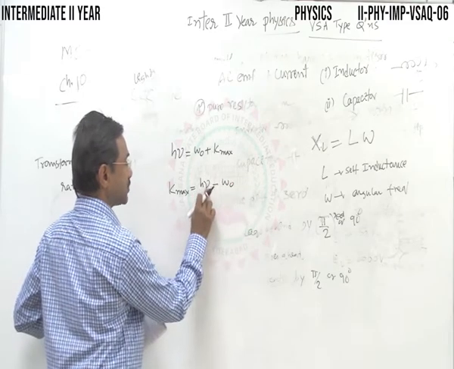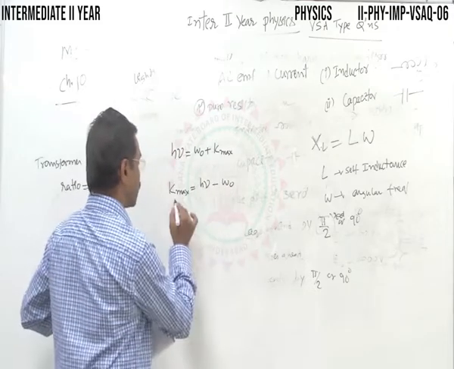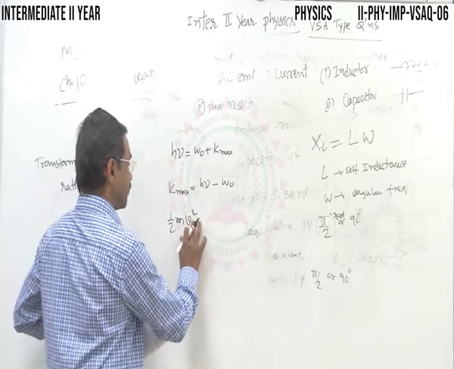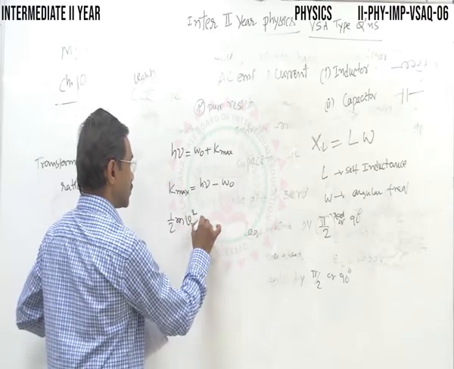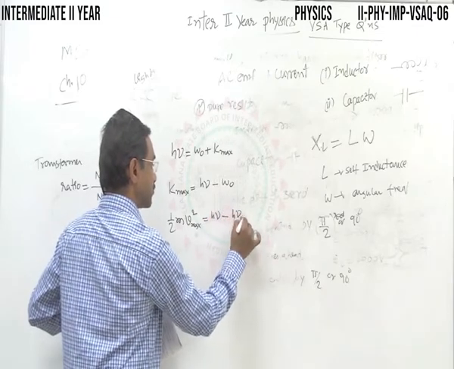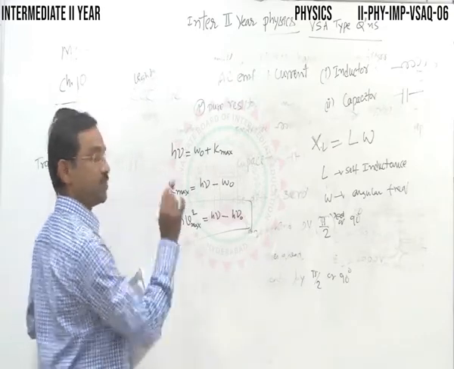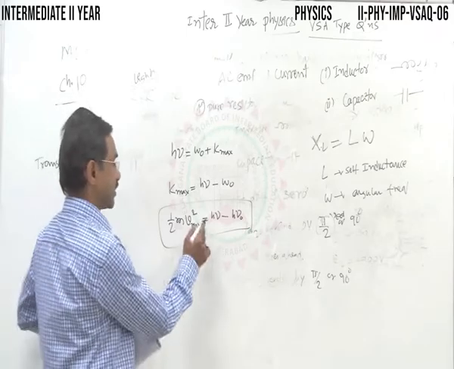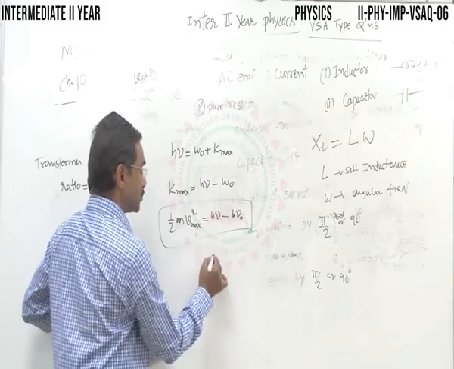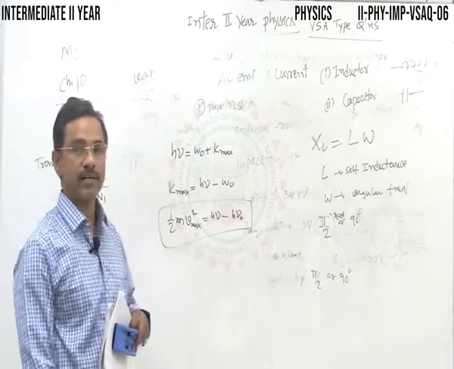Here h is Planck's constant, nu is the frequency of incident radiation, W0 is work function. K maximum you can put this way: half m v maximum square is equal to h nu minus W0. If you want work function, you can write it in terms of threshold frequency. So here m is the mass of photoelectron, v is the maximum possible velocity of photoelectron, h is Planck's constant, nu is the frequency of incident radiation, nu 0 is threshold frequency. So this is Einstein's photoelectric equation.